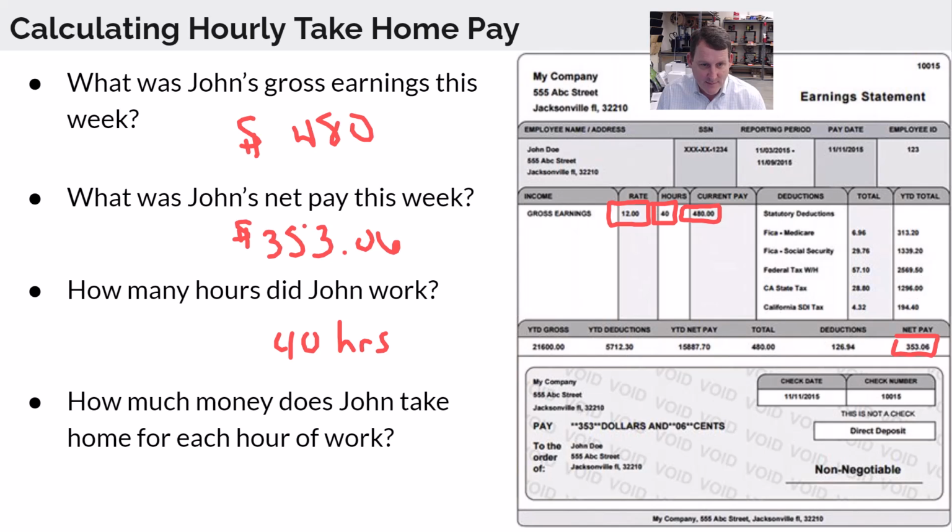We need this number here. This is the net pay, 353.06, and he earned that in 40 hours. So the question is, what do we do with those two numbers? Well, the good news is you don't have to remember. I'm going to show you in this course some techniques for doing math as an adult when you don't remember how to do the math.